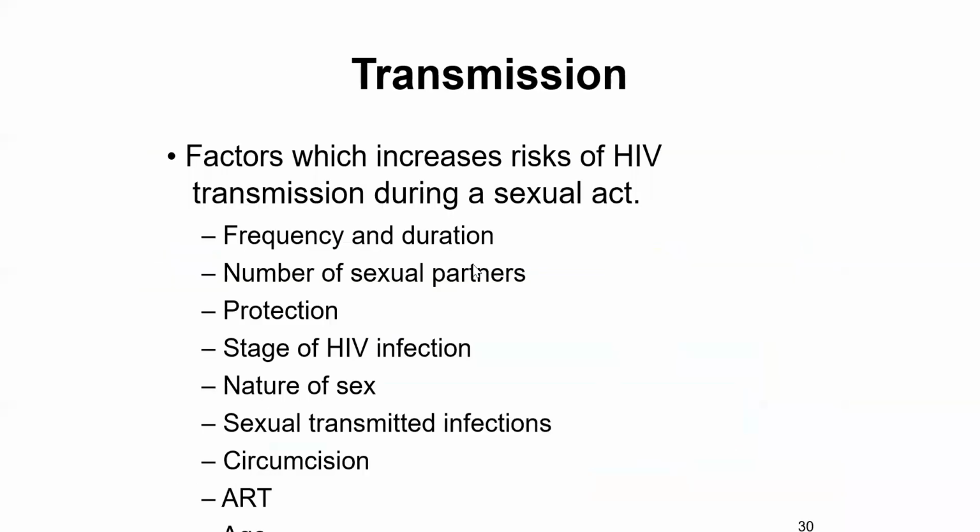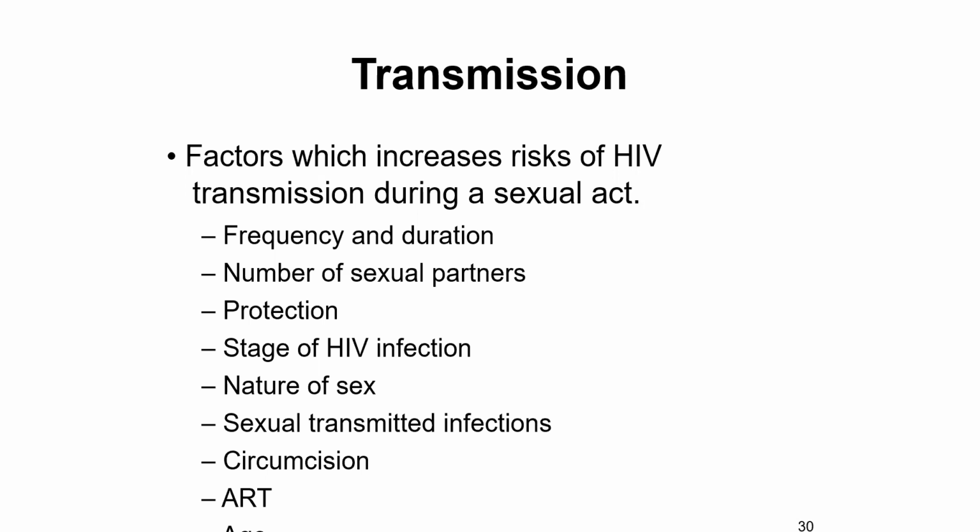Then in terms of risk of HIV transmission, these are some of the things which increase the risk of HIV transmission during a sexual act: the frequency and duration, the number of sexual partners, whether you're using protection or not, and the stage of HIV infection. This relates to the fact that the more advanced the HIV is, the higher your viral load. So the higher the viral load, the higher the risk of HIV transmission.